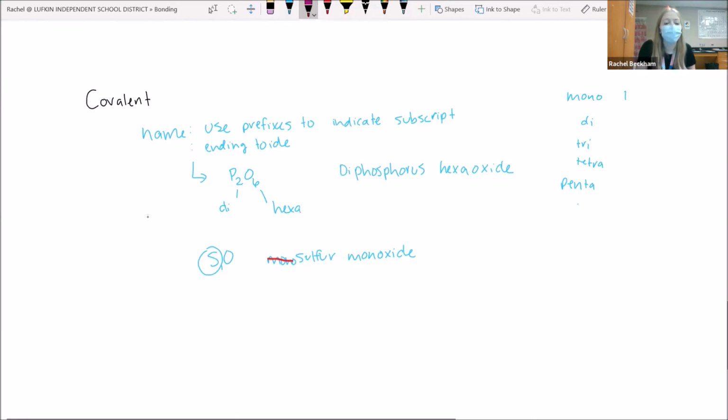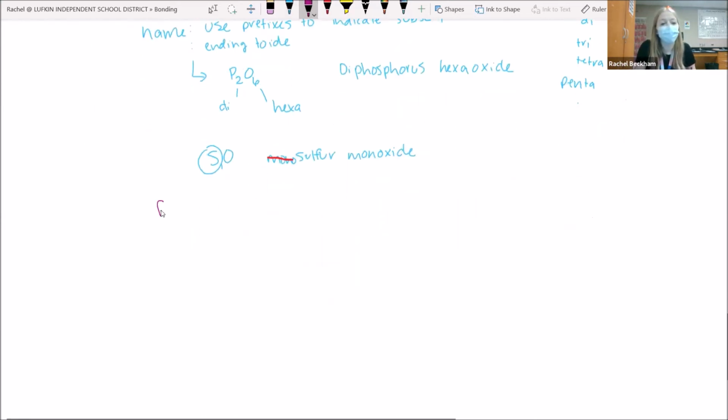Okay, so with naming, it's just the reverse, right? With formulas. So if I said write the formula for sulfur diiodide, right? Or dicarbon tetraphosphide, right?